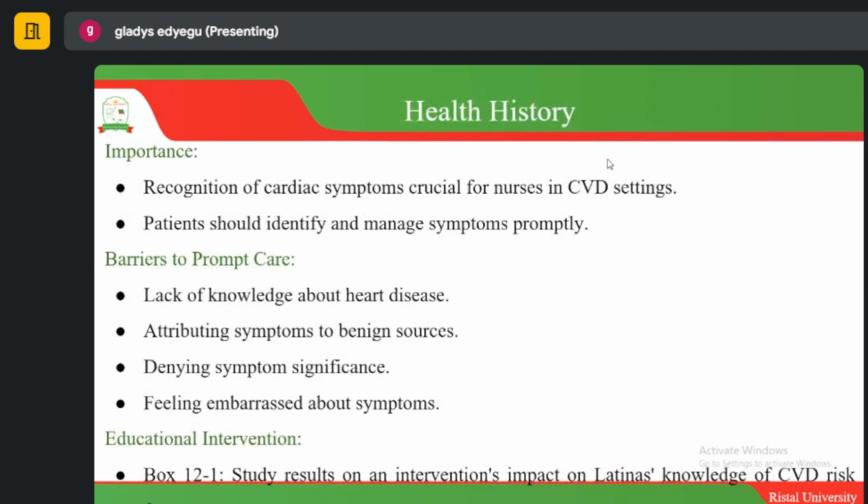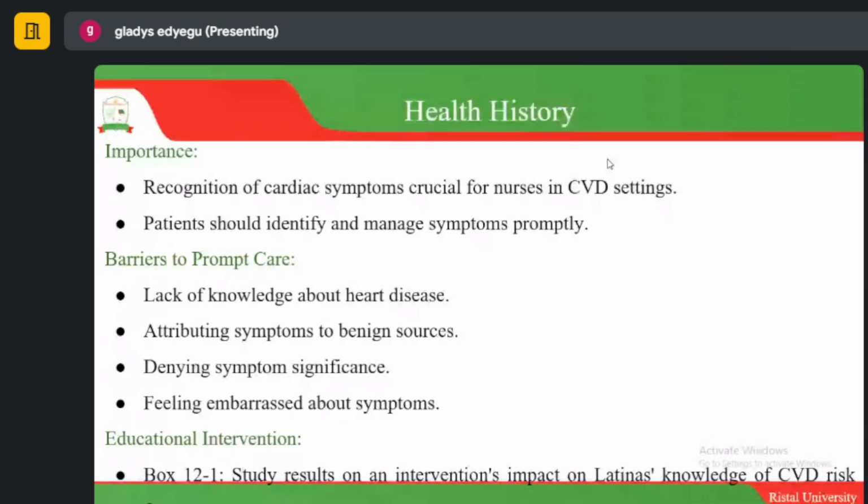I want us to look at the health history that we need to pick from these patients when they come to you and you want to look at the cardiovascular system. Which histories are you going to pick, and what is the importance of such histories in relation to the cardiovascular system? The importance of this health history is the recognition of cardiac symptoms, which is crucial for nurses in cardiovascular disease settings. When you get these histories, they help you understand whether your patient has symptoms that can lead to cardiovascular system diseases.